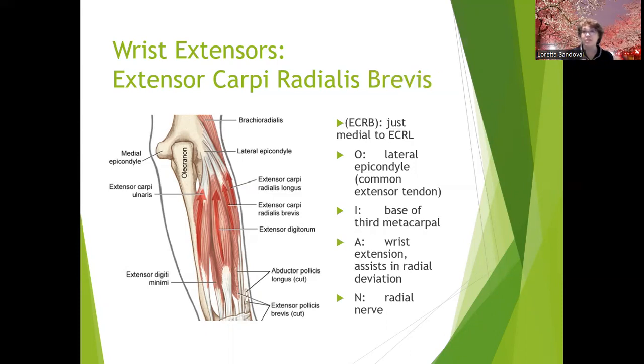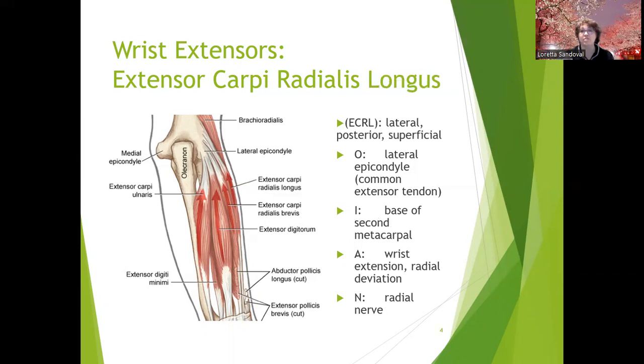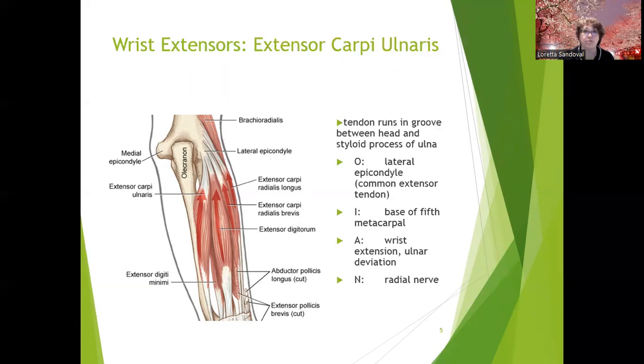So the brevis is just medial to the longus. The longus is just lateral to the brevis. So that's their orientation of their insertions as well. So wrist extension, radial deviation, and it gets the radial nerve. The extensor carpi ulnaris: extensor, it extends the wrist. Carpi is wrist. Ulnaris, it does ulnar deviation. There's not a longus and brevis, there's only one of them. So its tendon runs in the groove between the head and the styloid process of the ulna.